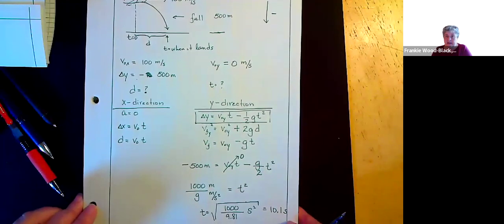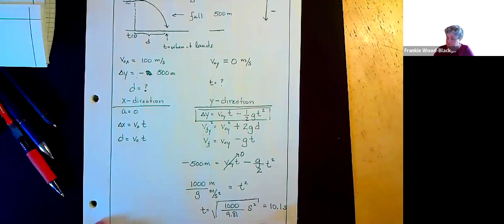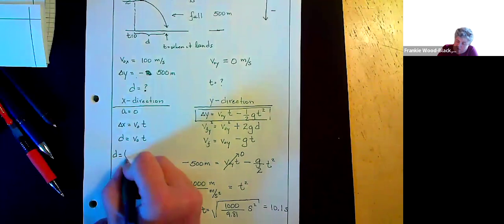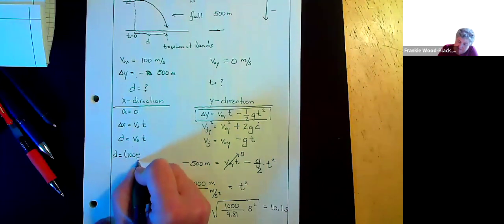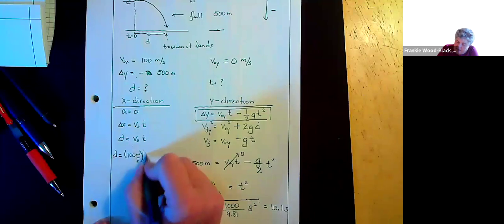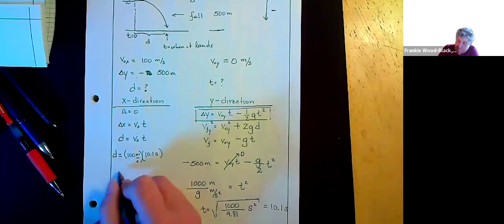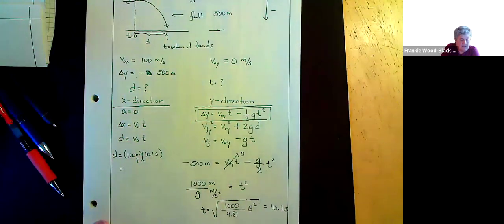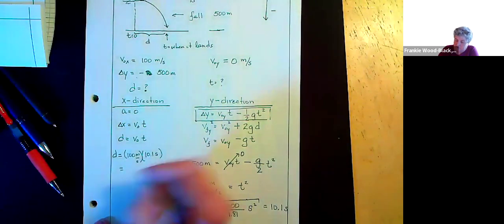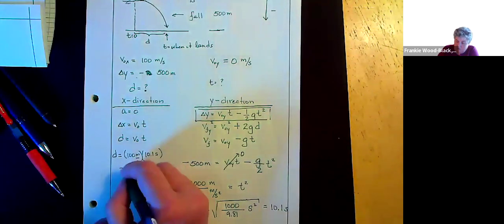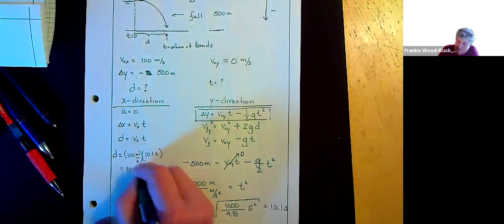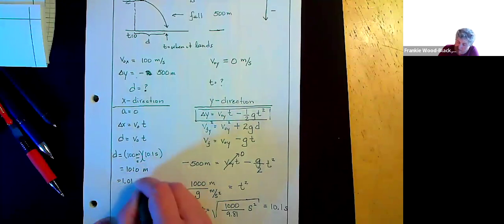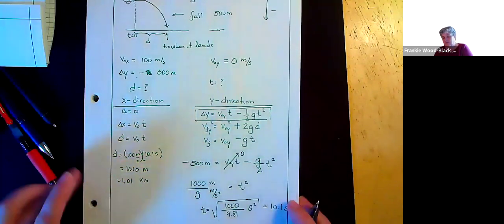And that's negating air resistance and all that good stuff. So now I've got that. Well, my distance now is going to equal my 100 meters per second times my 10.1 seconds. And that's going to be 1,010 meters or 1.01 kilometers.